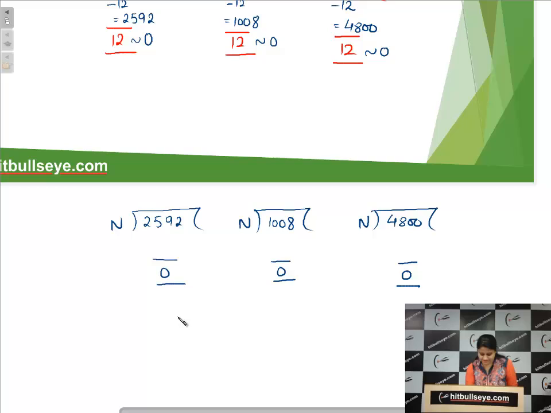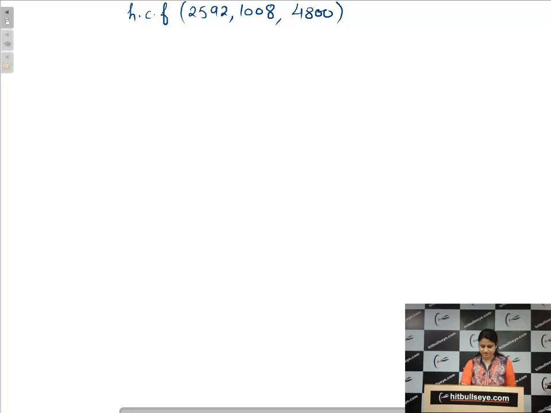So, we will find the HCF, that is highest common factor, of 2592, 1008 and 4800. We will go by the long division method since all the numbers are very big. First of all, we will take any two numbers out of these three. I am taking the first two numbers, writing the bigger number inside and the smaller number outside. We will perform the conventional division.